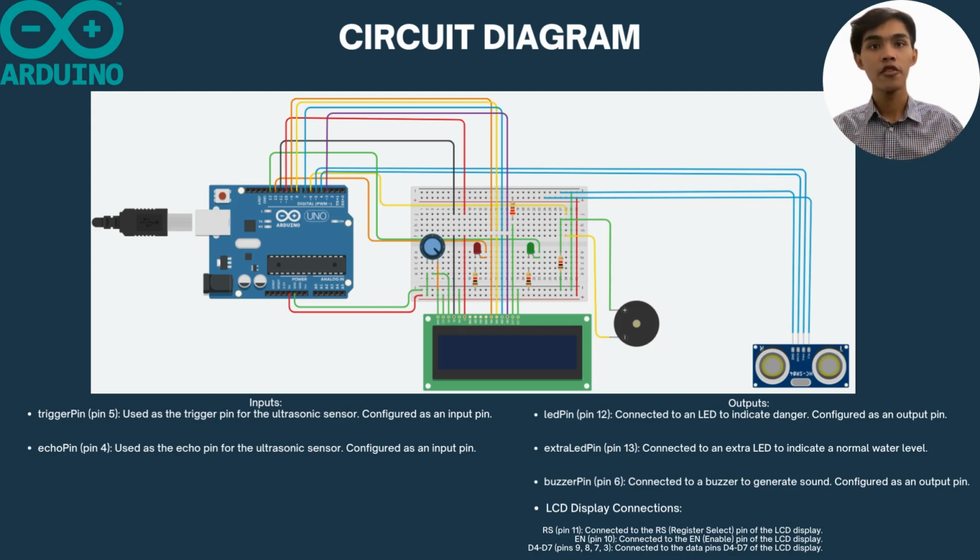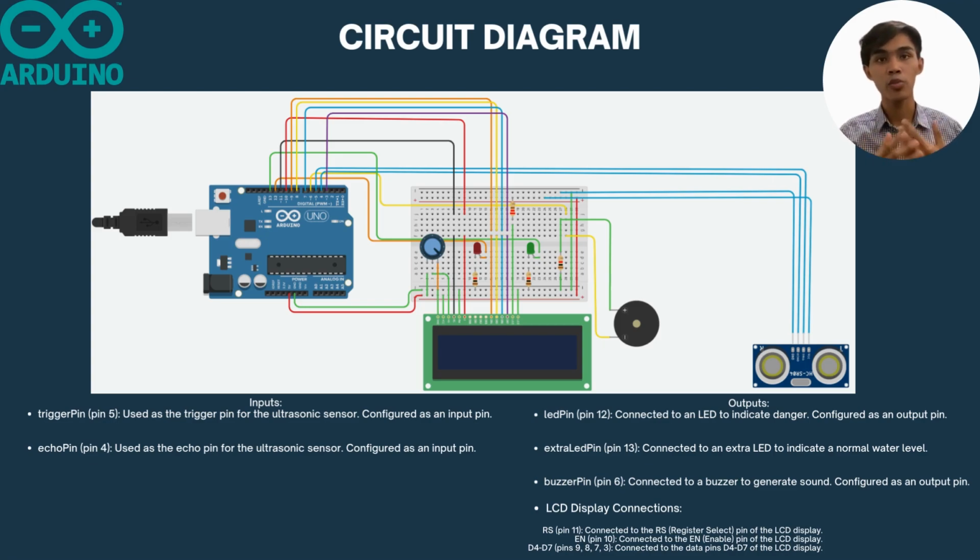First and foremost, for the input, there is an ultrasonic sensor to detect the water level, whether the water has increased or decreased at, let's say, the river. For the ultrasonic sensor, we connect the sensor trigger pin to port 5 of the Arduino, which is used to trigger the sensor, and the echo pin to port 4 of the Arduino.